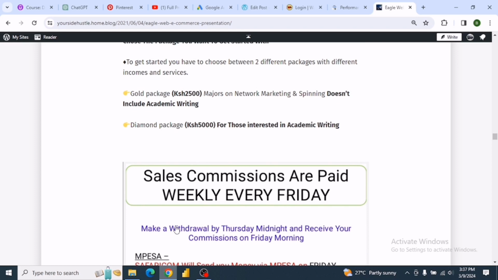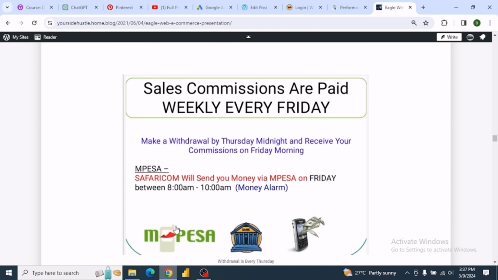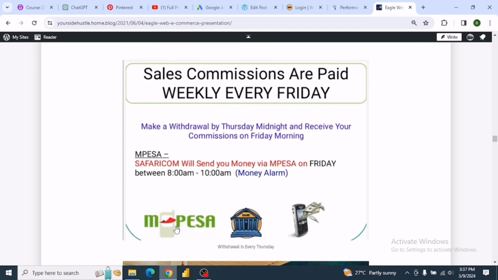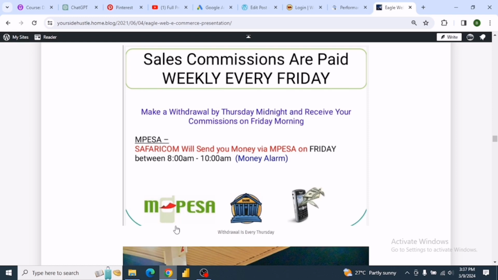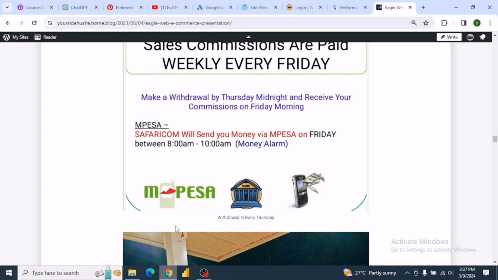So when you make money, you withdraw on Thursday and your commission arrives to your M-Pesa or bank account on Friday. Make sure you withdraw on Thursday before Thursday midnight. So anytime on Thursday and Friday you will have your commission.